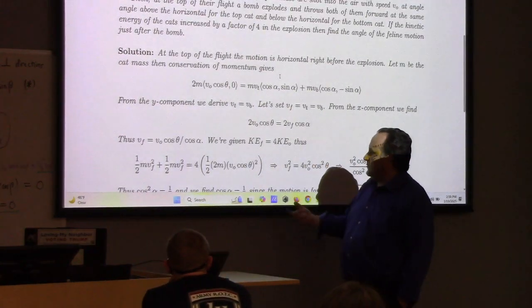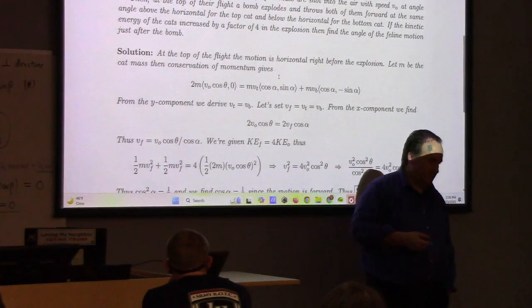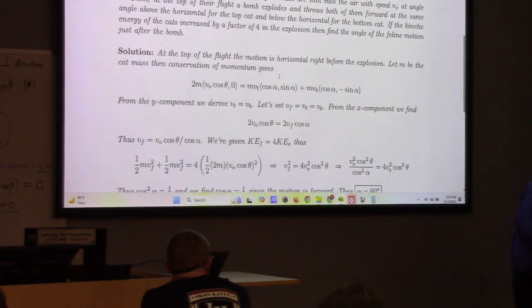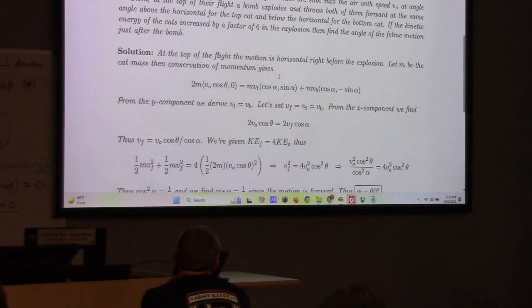Wait a minute. Why don't I have v naught squared here? And does that make sense? What are we told about the energy? Am I told that the energy is 4 times the initial energy, or it's 4 times the kinetic energy right from before to after the explosion? It's right from before to after the explosion, right?